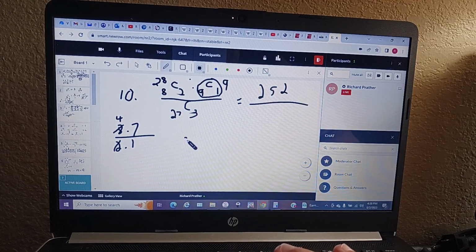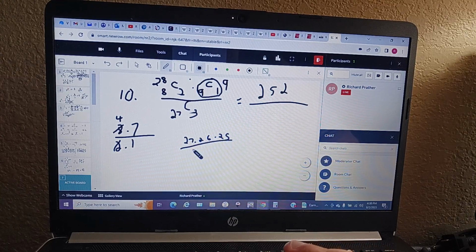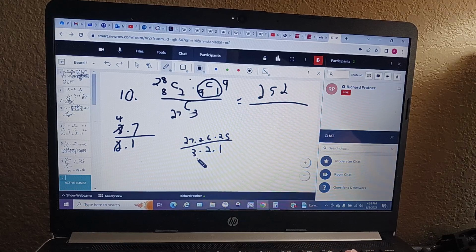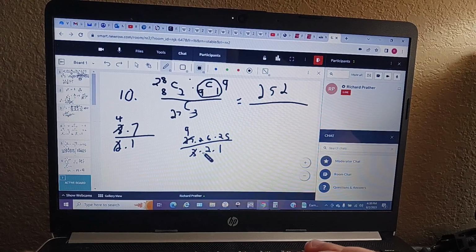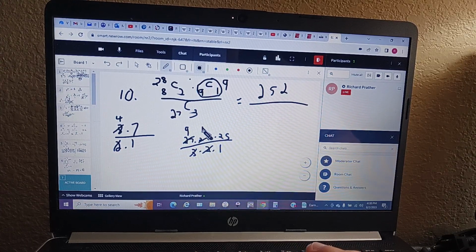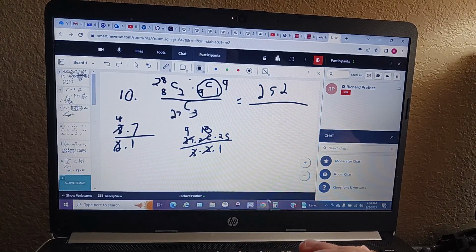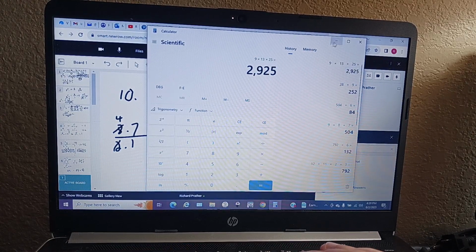For the bottom, I'd have to do 27, 26, 25, stop after 3 numbers, and then divide by 3, 2, and 1. And again, you could do 27 times 26 times 25, write it down, and then 3, 2, 1 is 6, and divide by that. But I always like to reduce first because it just makes numbers smaller. 3 goes into 27 9 times. 2 can go into 26 13 times. Oops. So the bottom's all gone. The top's just 9, 13, and 25. 9 times 13 times 25 is 2925, the denominator.